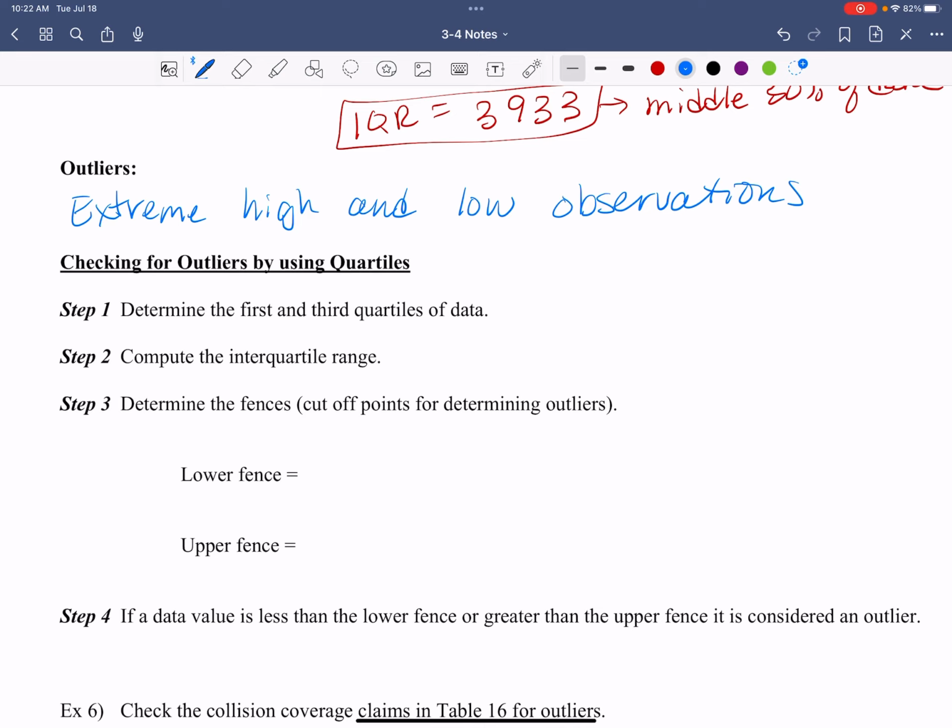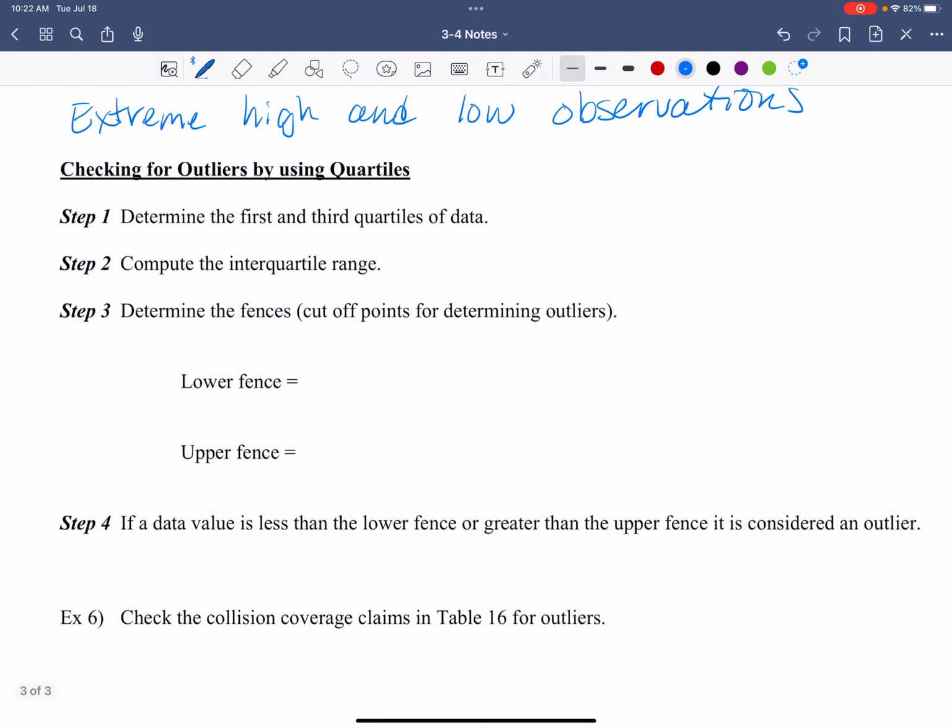Okay, so we can use our quartiles and our interquartile range in order to figure this out. The first thing we want to do is figure out the quartiles, the first and third in particular, because we're going to compute the interquartile range, which we know to be Q3 minus Q1. And then we determine a fence. That's just the terminology for it. Those are the cutoff points for determining outliers. How far outside of the scope are we going to go?